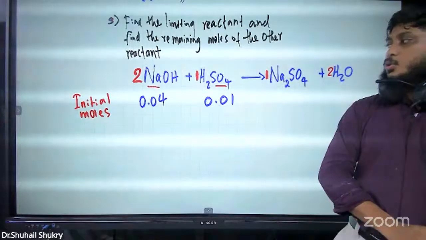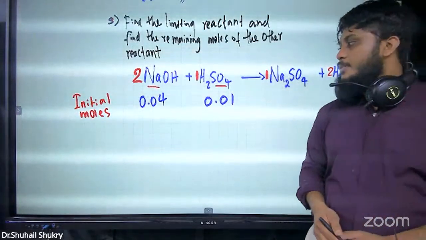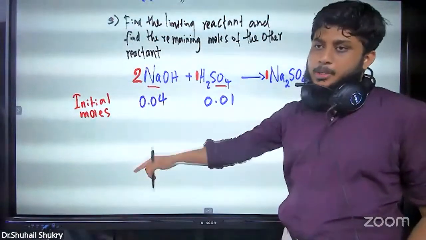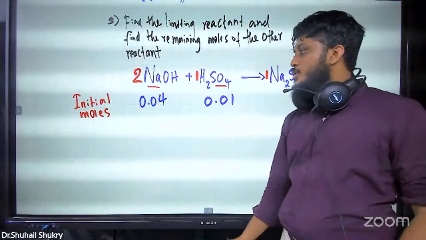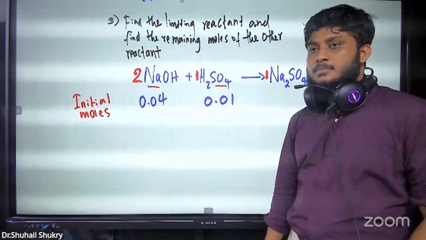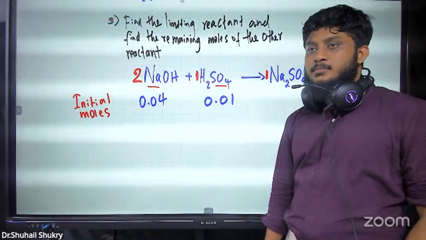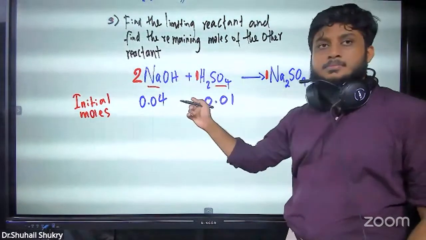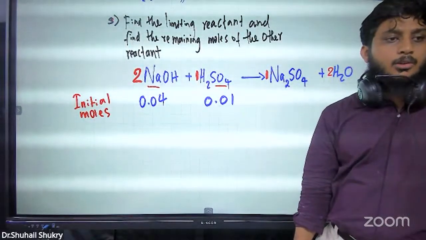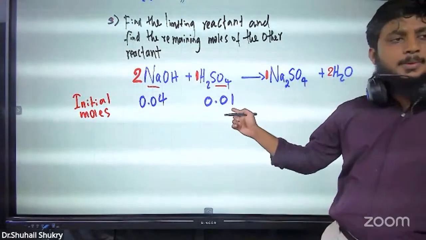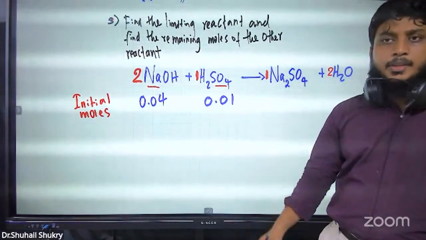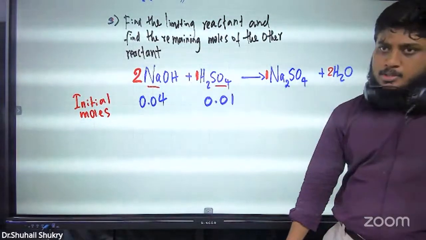So here, for an example, we think we are using all 0.04 sodium hydroxide. If I want to use 0.04 sodium hydroxide here, how many H2SO4 moles should be there? The ratio is 2:1. 0.02 should be there. But do we have 0.02 there? No, it means H2SO4 is not enough here to react all the sodium hydroxide.